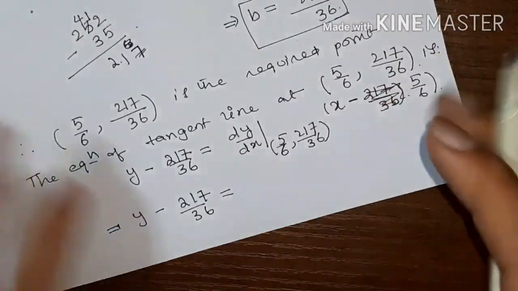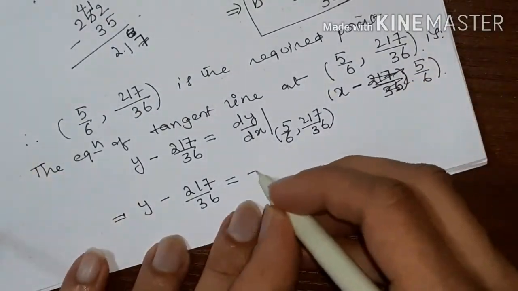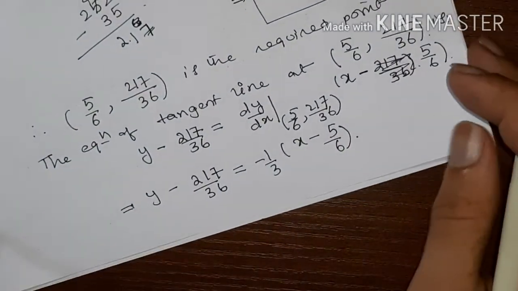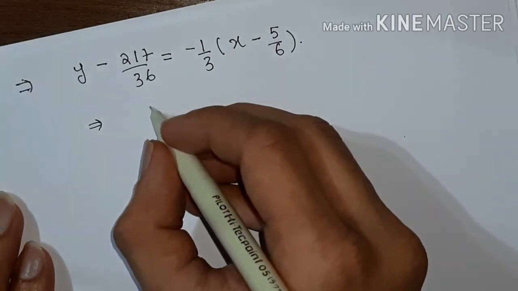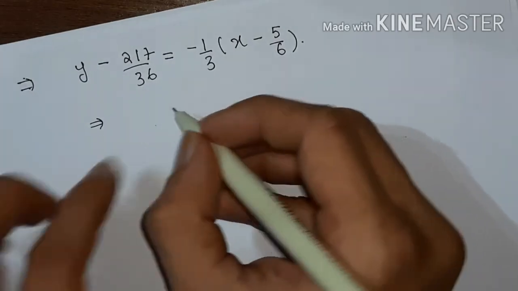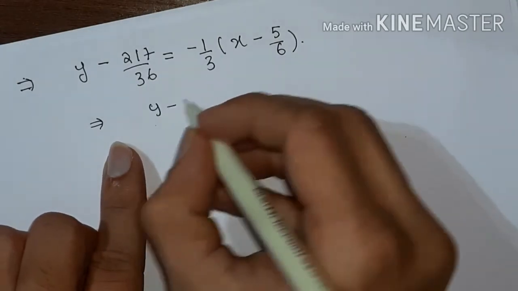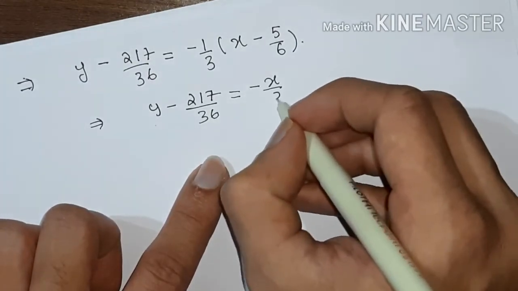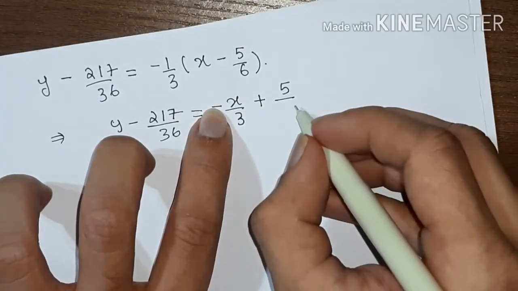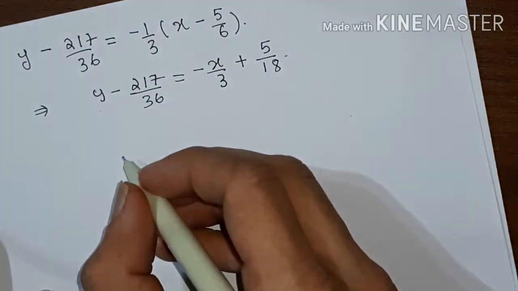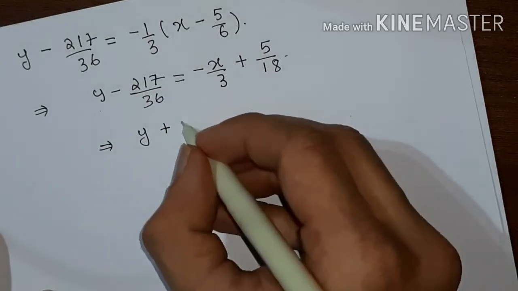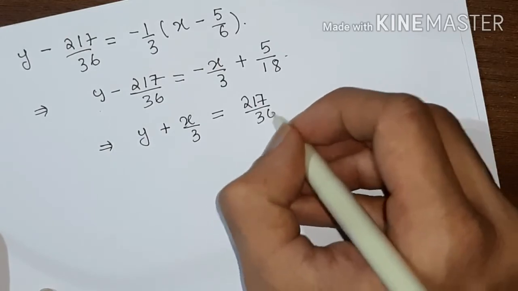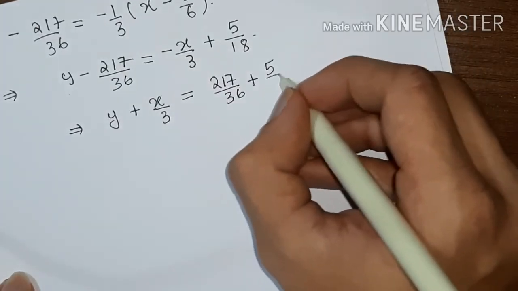Multiplied by x minus 5 by 6. If we simplify this, we get y minus 217 by 36 equal to minus x divided by 3 plus 5 divided by 18. So y plus x divided by 3 is equal to 217 divided by 36 plus 5 by 18.